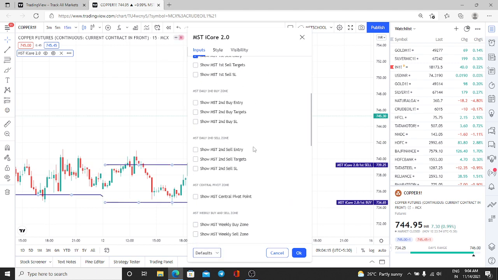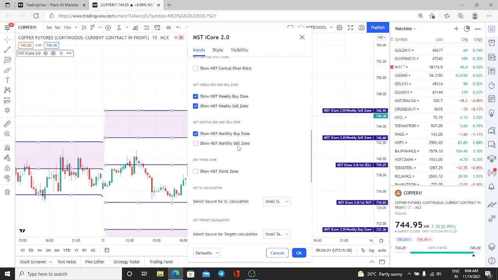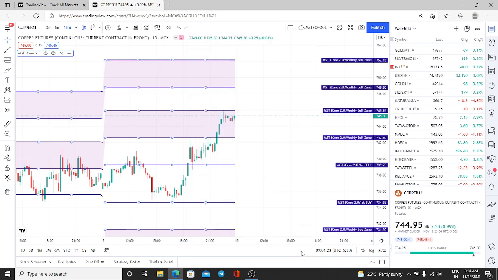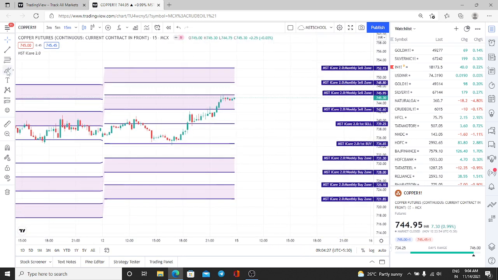See here, these are the intraday levels, this is the weekly level, and this is the monthly level. First option, the market has to reverse from here. Second option, the market has to reverse from here. See here, it has touched here and given some retracement. Then we got a bullish candle, which has to be avoided.